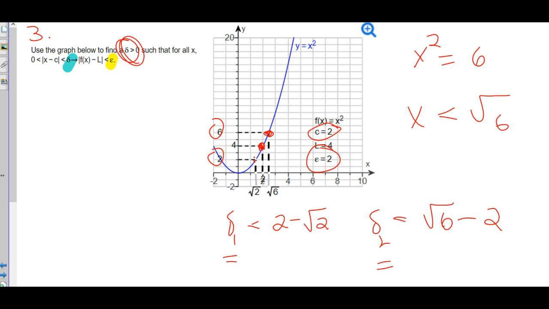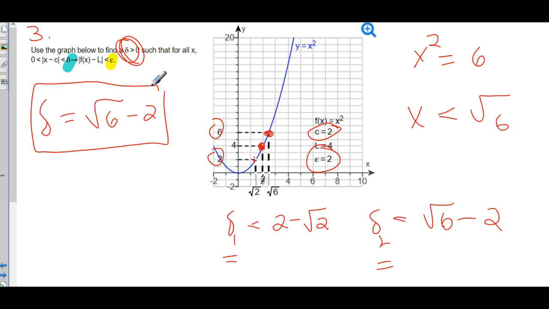So what would delta be here? Delta would be delta 2, which is the square root of 6 minus 2. Now what does that mean, that I picked that one, not the other one? Well, it's hard to see when the image is so small. Let me see if I can erase some of this stuff and blow it up a little bit.